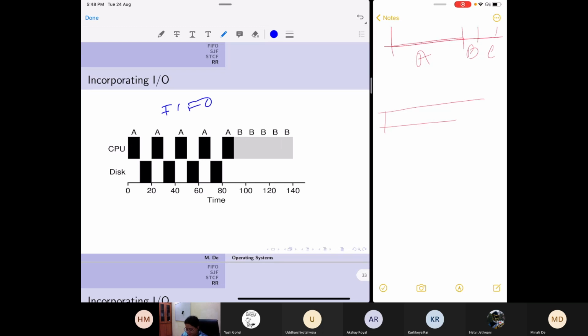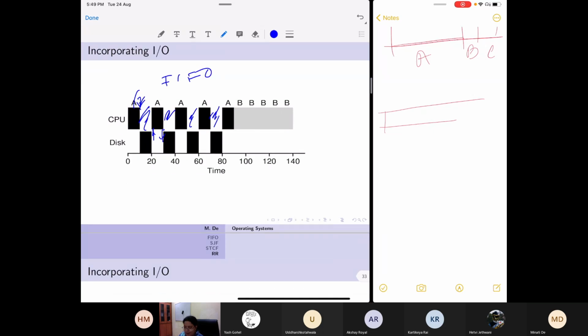So you can see job A was on the CPU. Then at this moment it went to do some IO. Then it came back, and again after this moment it went for IO. So during all these moments the CPU was idle. This should not be the ideal case.